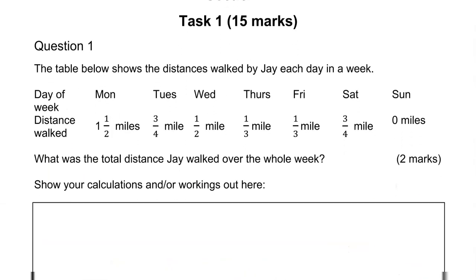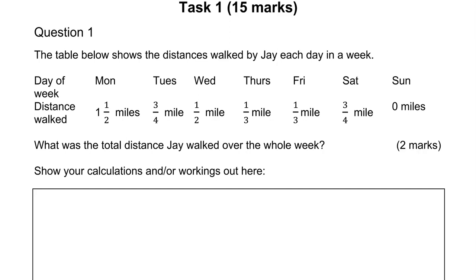Task 1. The table below shows the distances walked by J each day in a week. What was the total distance J walked over the whole week? Show your calculations and or workings out here. So we've got Monday, 1.5 miles, Tuesday, 3/4 of a mile, Wednesday, half a mile, Thursday, 1/3 of a mile, Friday, 1/3 of a mile again, and Saturday, 3/4, Sunday, 0 miles. So we'll need to add all of these fractions and mixed numbers together.